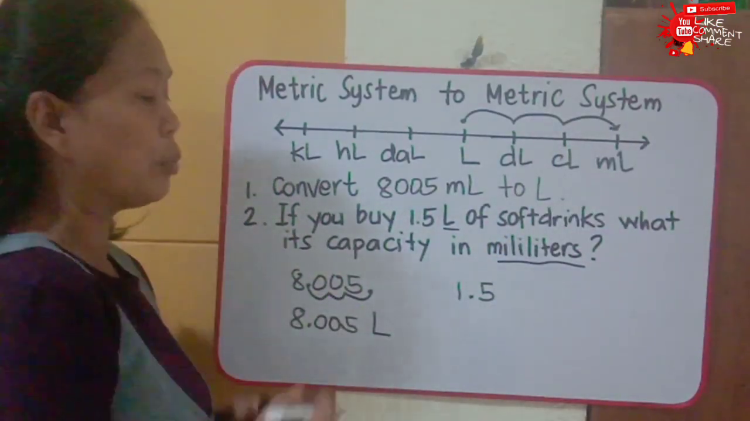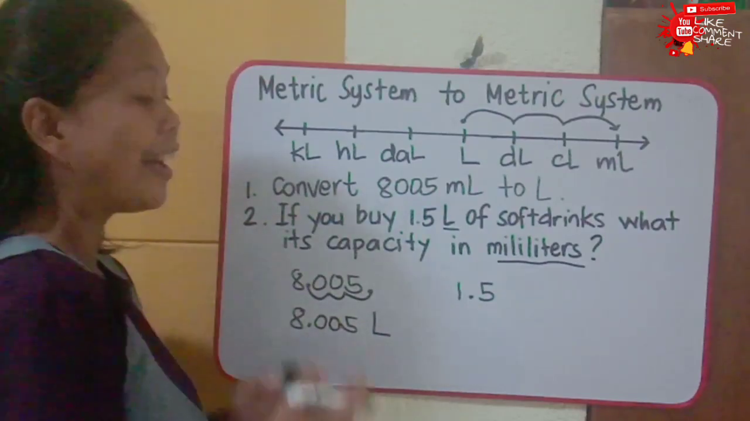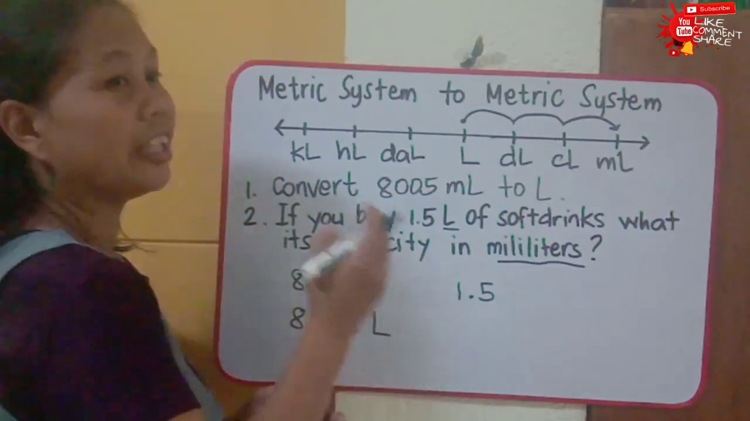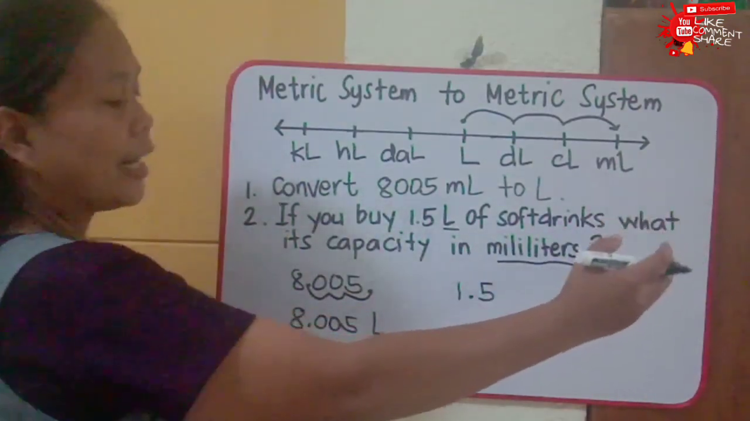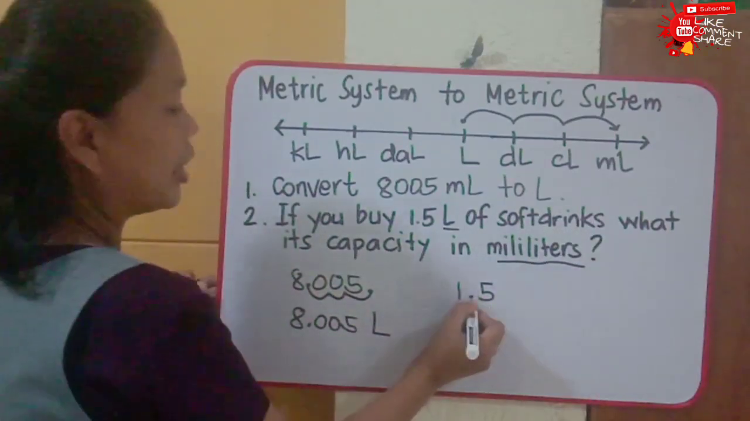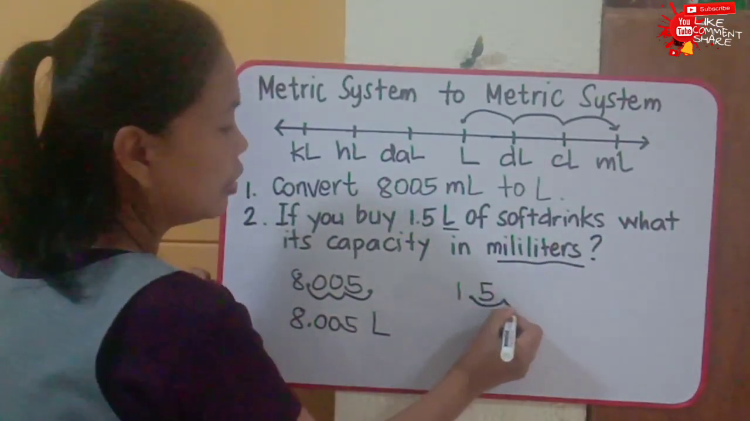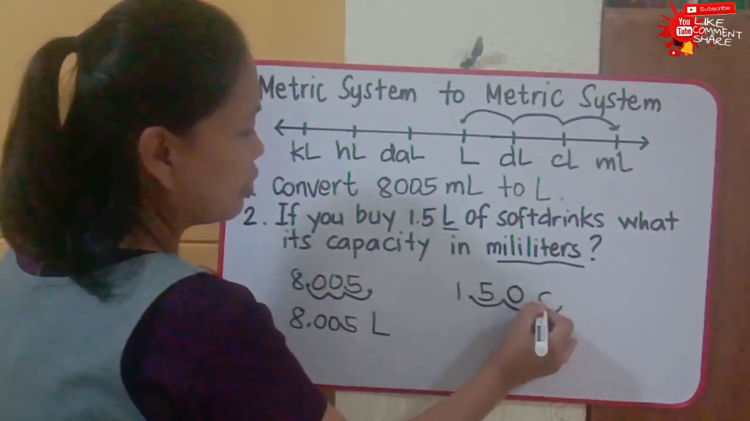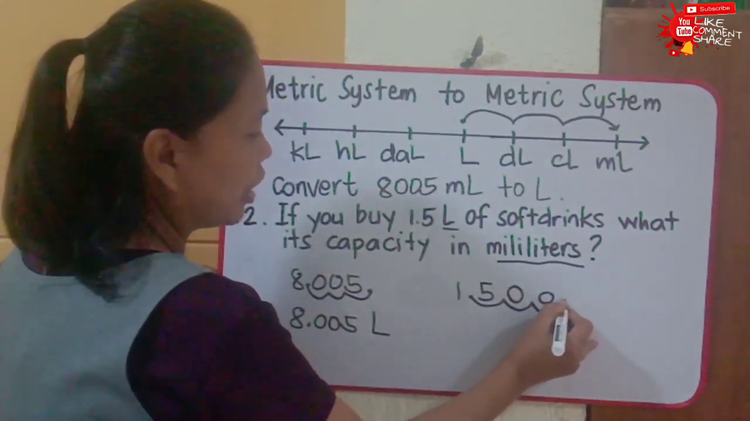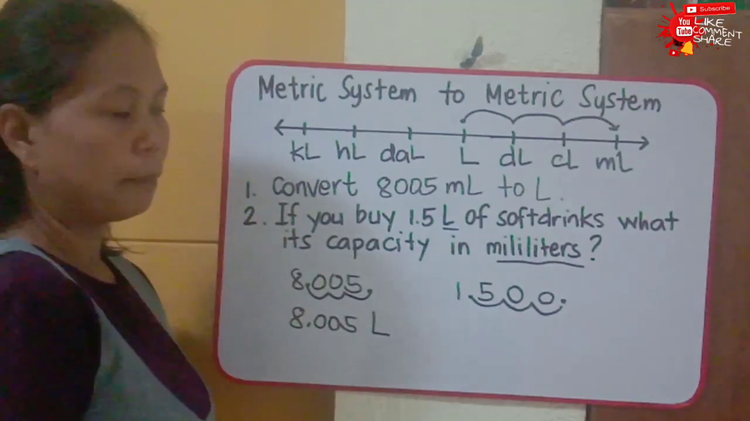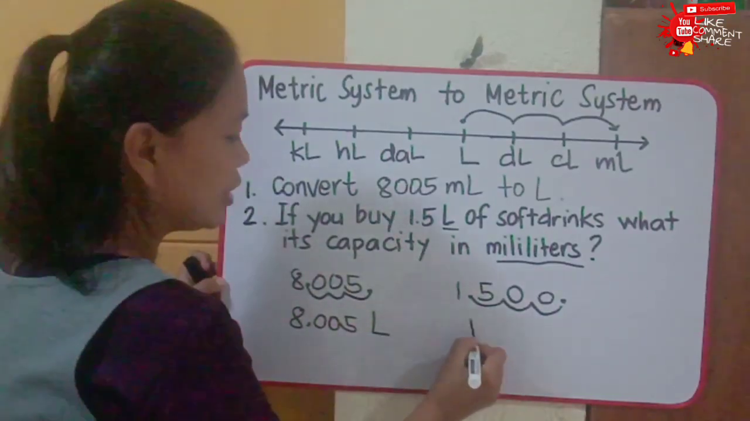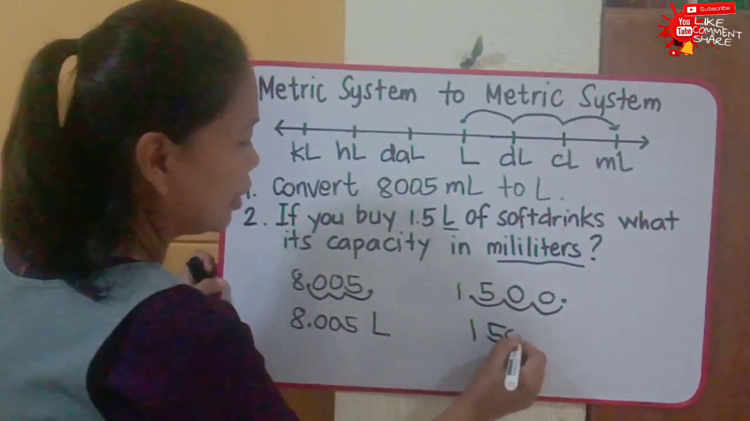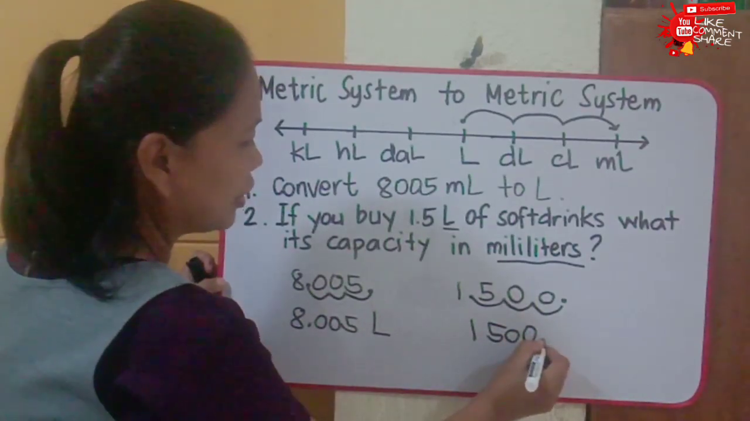So we will move the decimal point 3 times. The direction is to the right. So 3 times to the right. We have here 1, 2, 3. So we put 0. So this will be the new location of the decimal point. So we will have the answer 1,500. So this is the decimal point.